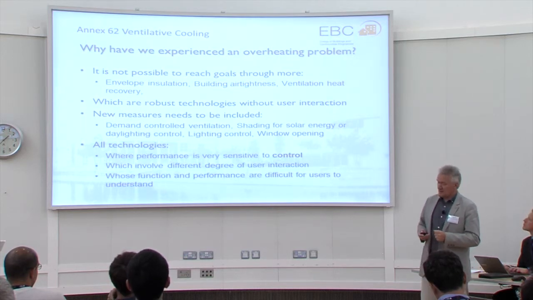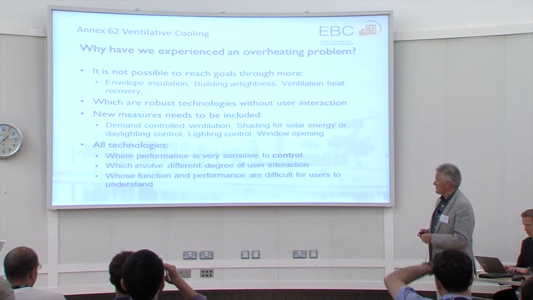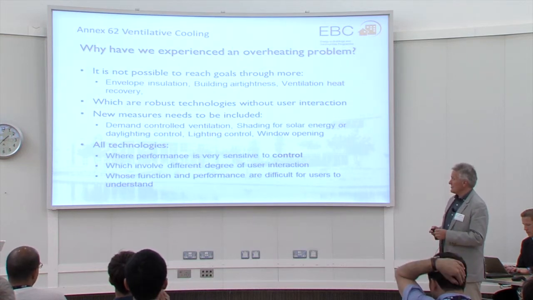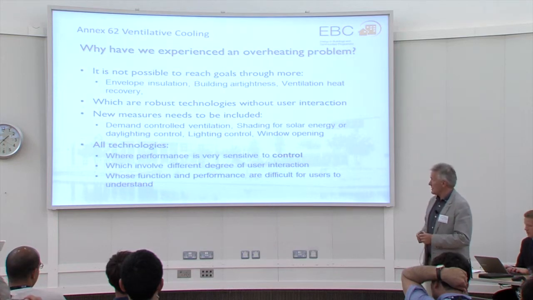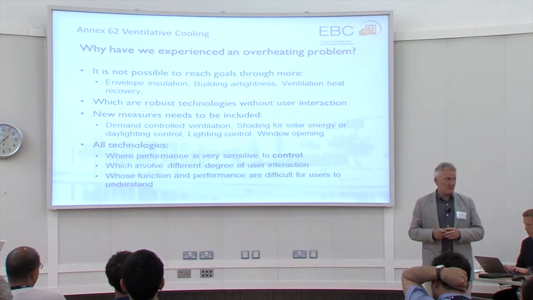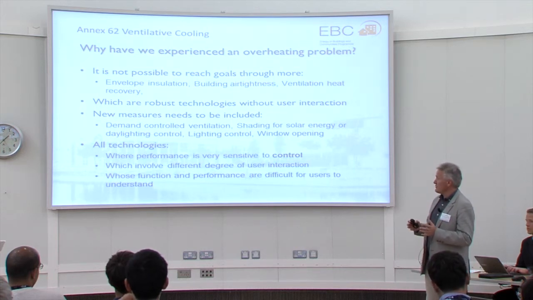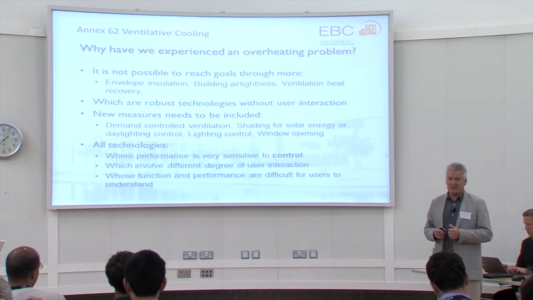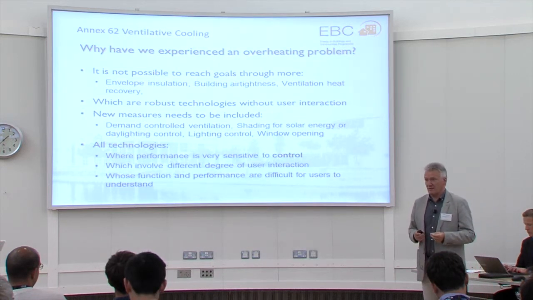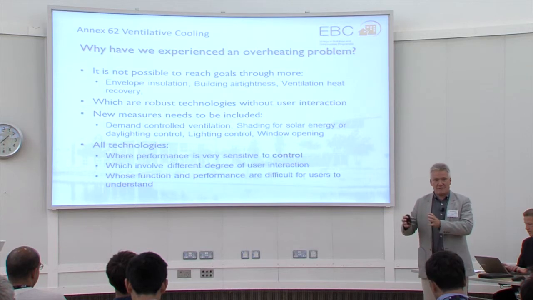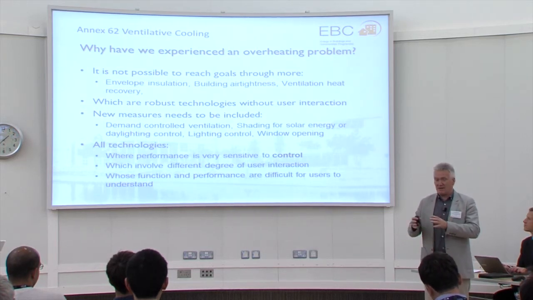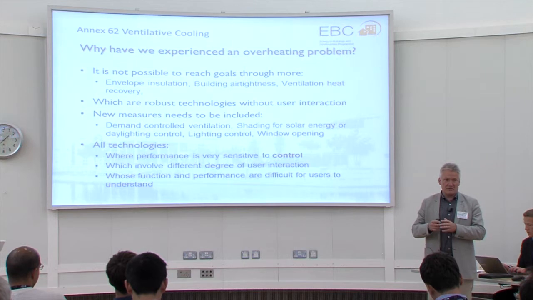One of the reasons that we might experience problems now that we have not seen before is also due to the difference in technologies we apply. So far, we have come a long way of improving energy efficiency by improving insulation, by improving air tightness, by improving heat recovery. These are all what I would call robust technologies, which do not have any influence of the use of the building or any interaction with the users.